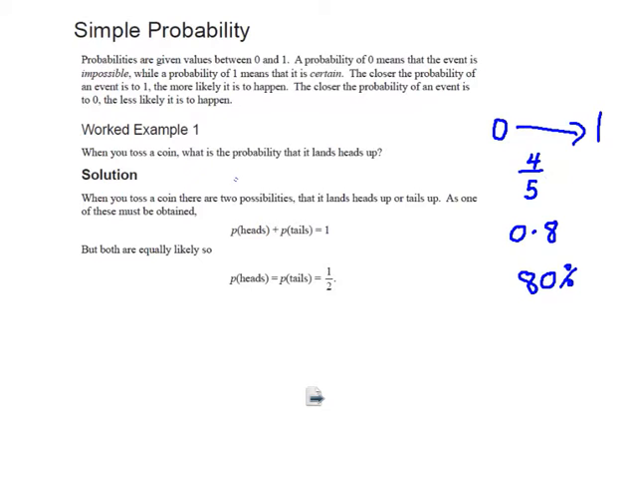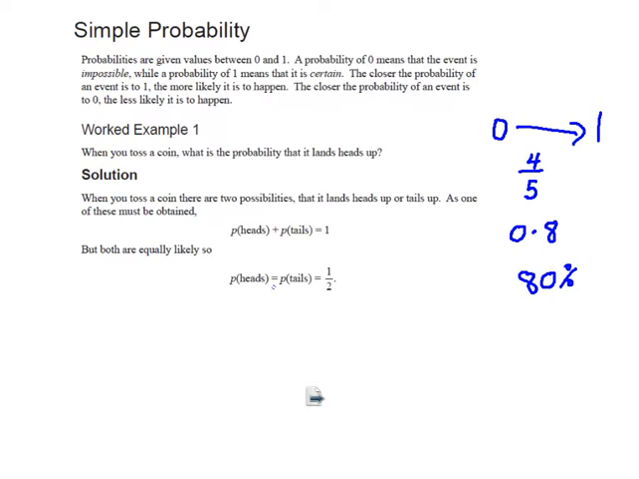So have a look at this question here. When you toss a coin, what is the probability that it lands heads up? Well, we know already that the probability of getting heads is 1/2. This is nothing new because there's only two things that can happen. So we know that the probability of getting heads plus the probability of getting tails equals 1, because you are certainly going to get either heads or tails.